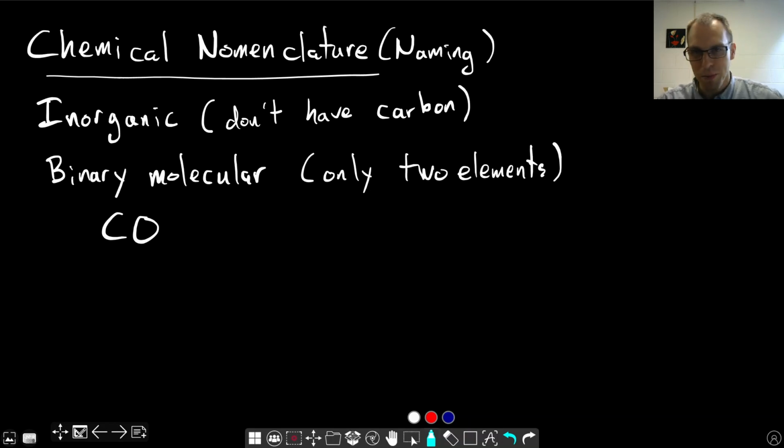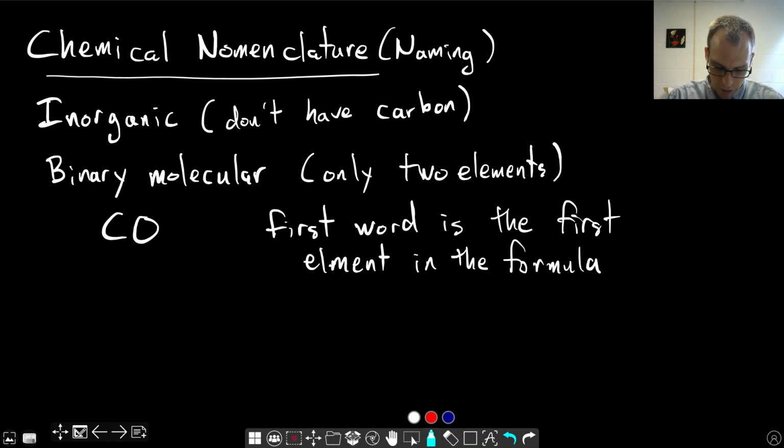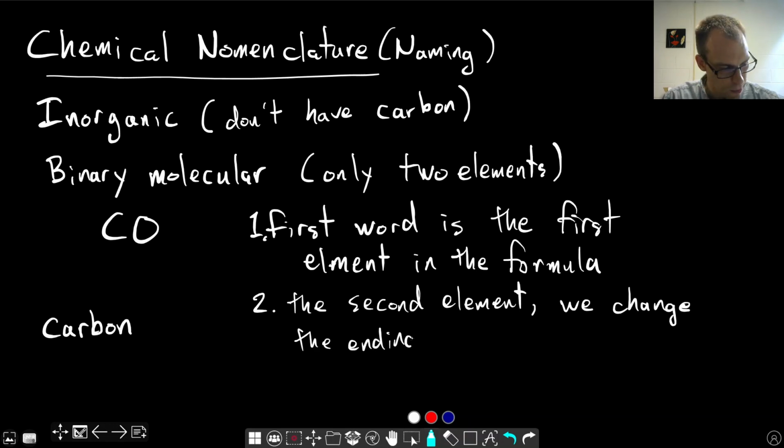There's a multi-step process we can go through here. The first thing is that the first word is just the first element in the formula. In this case, that'll be carbon. Number 2, the second word: for the second element, we change the ending to -ide. So here we would change oxygen to oxide.